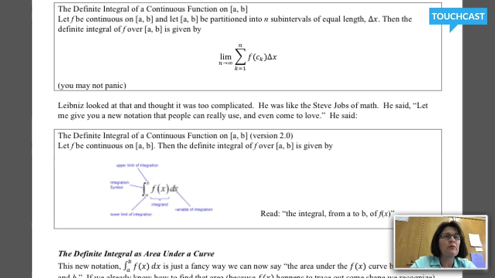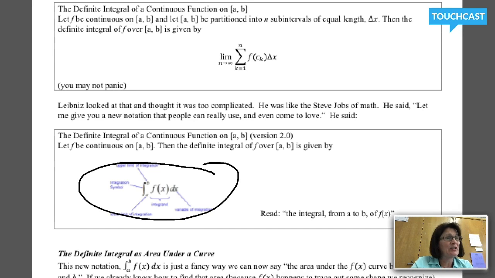When I read this symbol, I say the integral from a to b of f of x. And what that means is find the area under the f of x curve between input A and input B. It would be the same as saying, if f were the velocity curve, find the distance traveled by a particle traveling with velocity f from time A to time B.